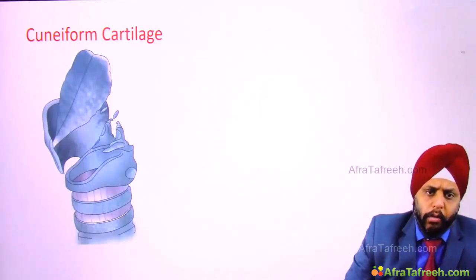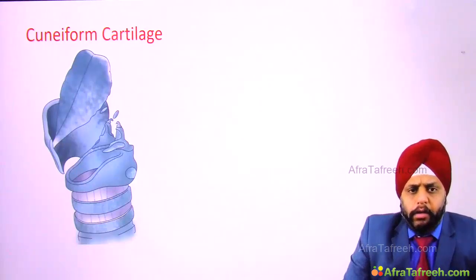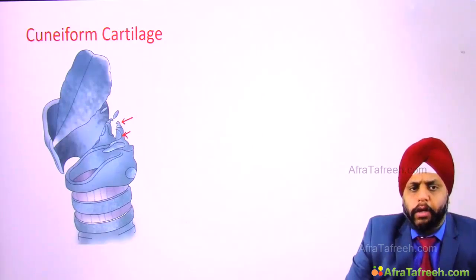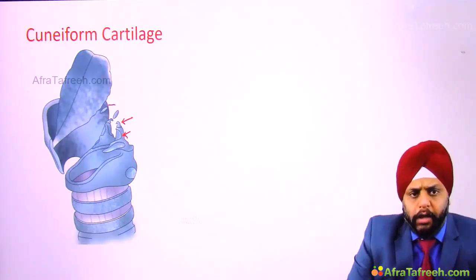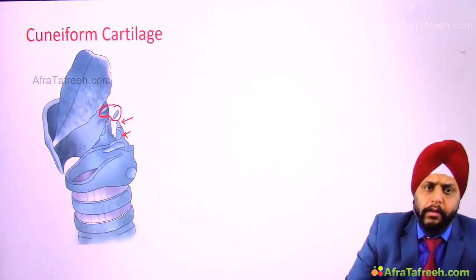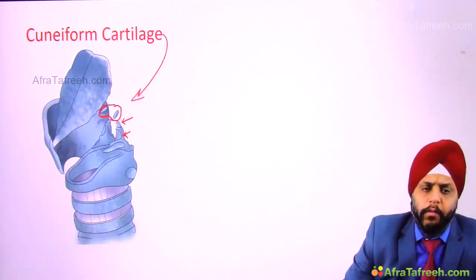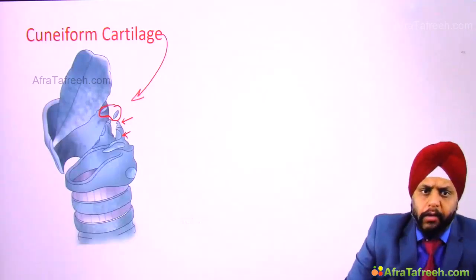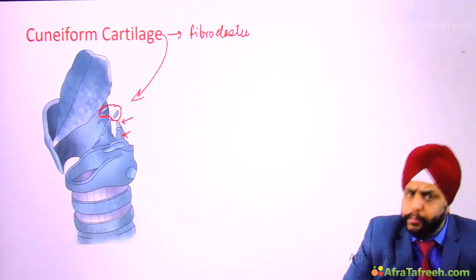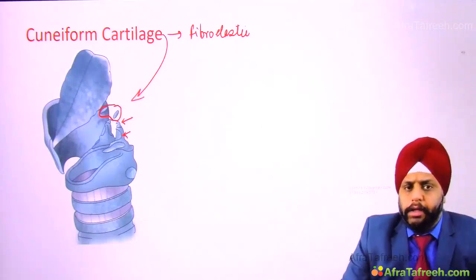We saw over here the arytenoid cartilage. Remember, these were the arytenoids. Above them are the corniculate cartilages of Santorini, and then you can see these two cartilages, which appear as if they are hanging in the air. These are your cuneiform cartilages. Remember, these cuneiform cartilages are fibroelastic cartilages once again, and they are not hanging in the air.